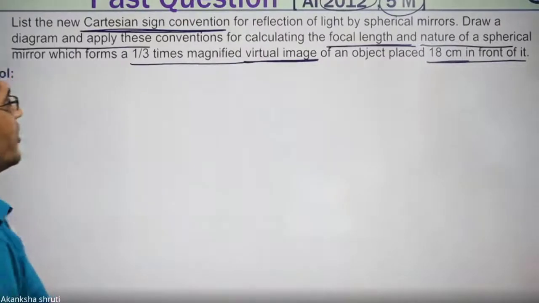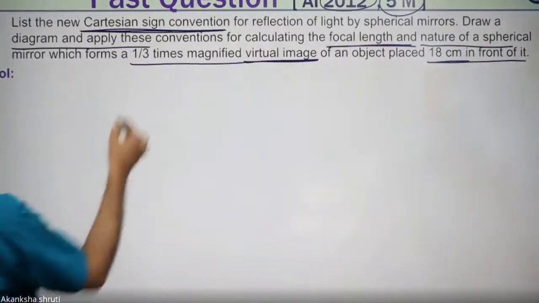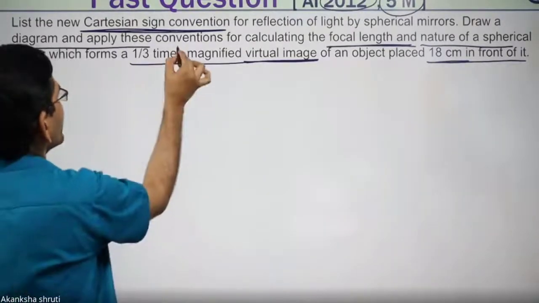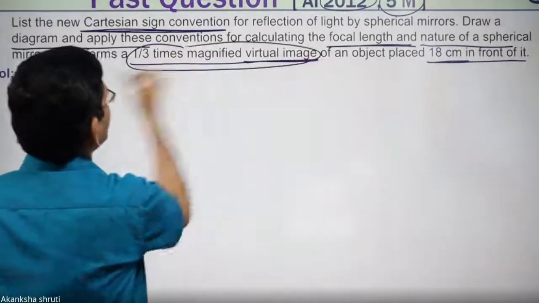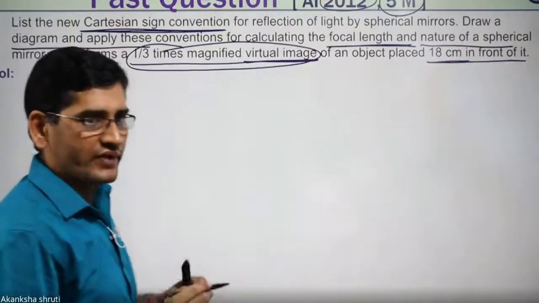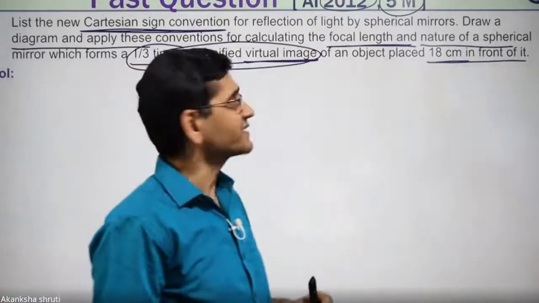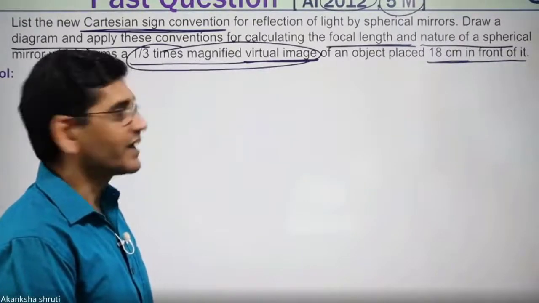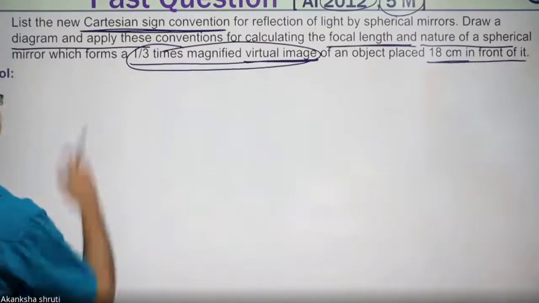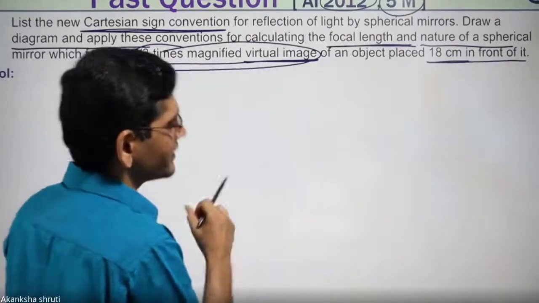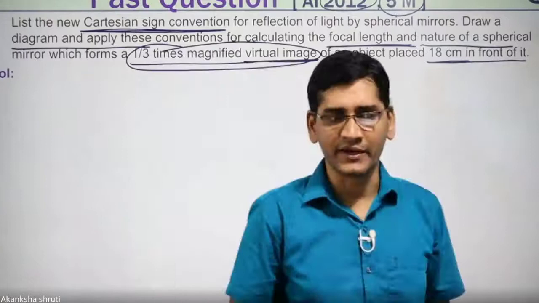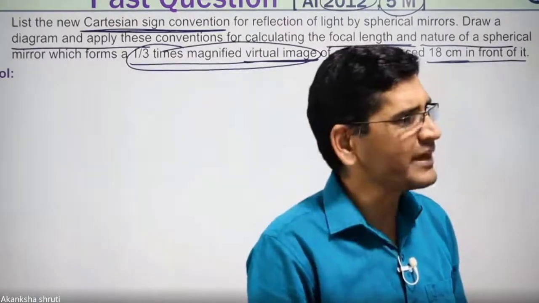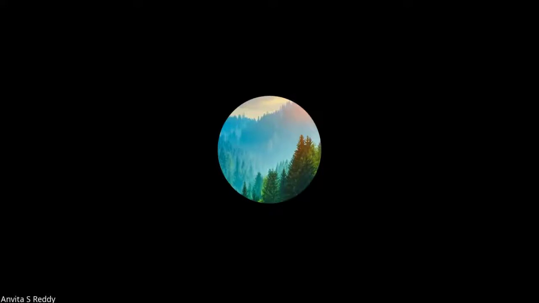We have to form the virtual image whose size is 1/3. Students, from this statement, we can conclude whether it is a convex mirror or concave mirror. Can any student tell me? Can any of you tell me what kind of mirror this is? Convex mirror or concave mirror? Convex. Very good. Why not concave? Can you tell me? So the image is diminished.